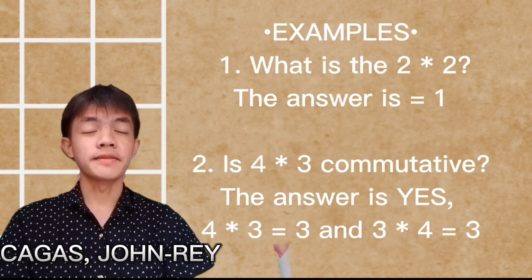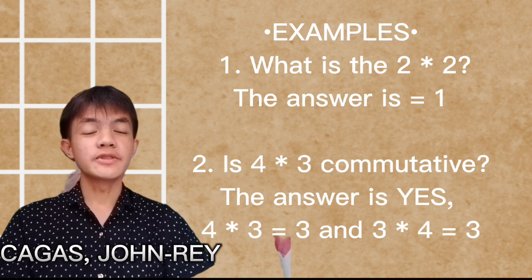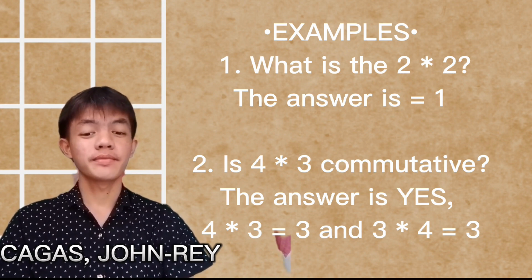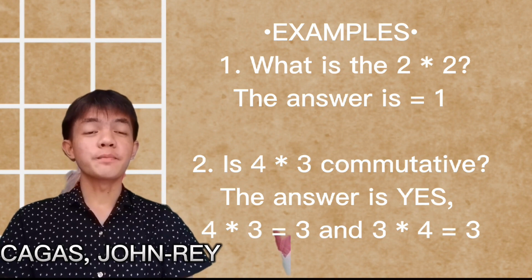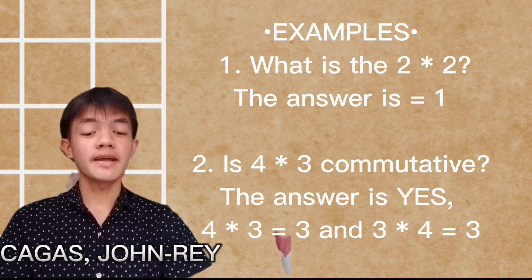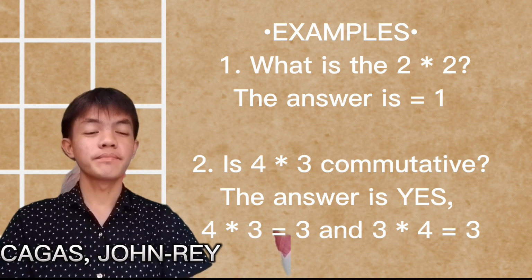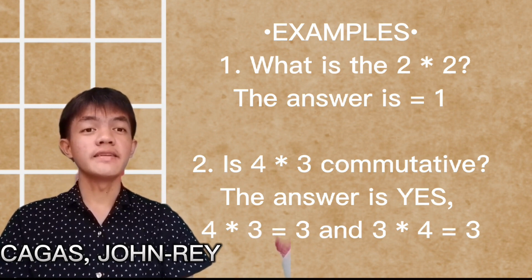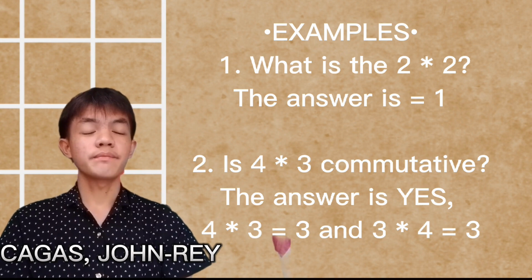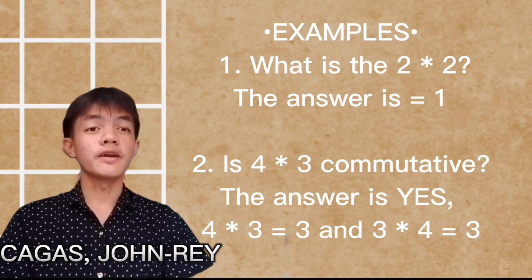For example, number 1. What is 2 star 2? And the answer is 1. Number 2. Is 4 star 3 commutative? The answer is yes. 4 star 3 is equal to 3, and 3 star 4 is equal to 3.